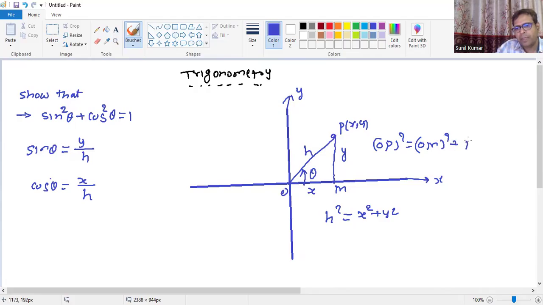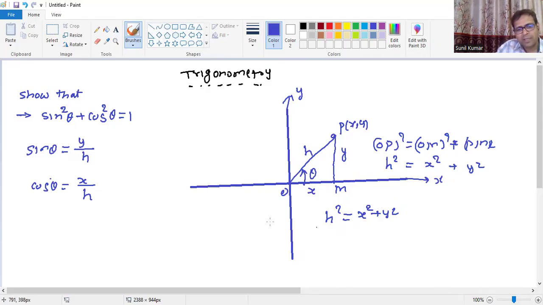OP square equals OM square plus PM square. Okay, so here we can use this formula. Here we can see the figure. OP is the h, so we have h square, and OM is the x, so we can write x square, and PM is the y, so we can write that. Okay.